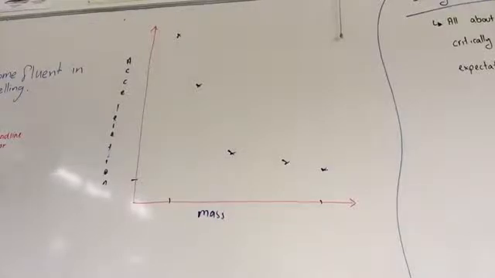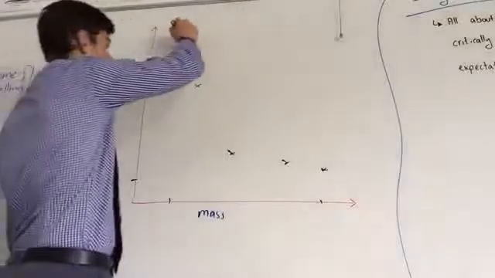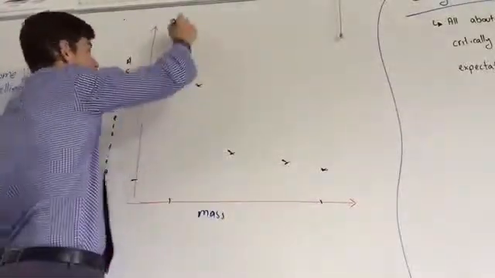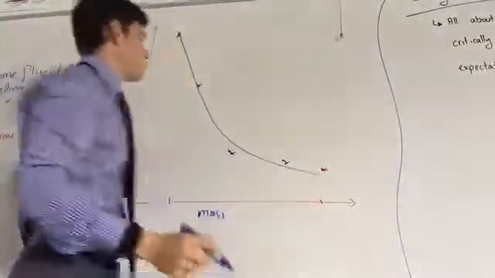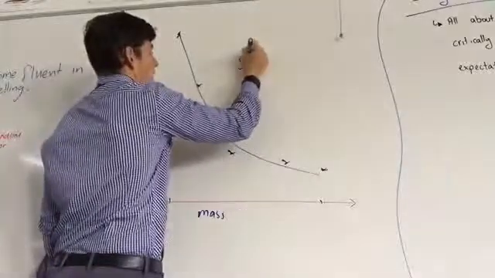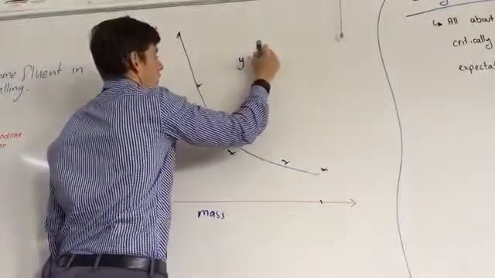Happy with that? What type of relationship have we got? Inverse. There are other relationships, but you won't know what they are yet. Now an inverse looks like y equals a over x.